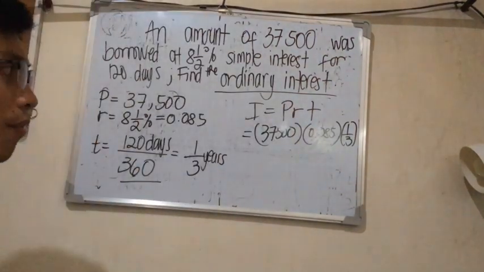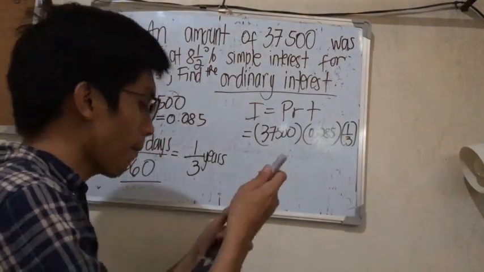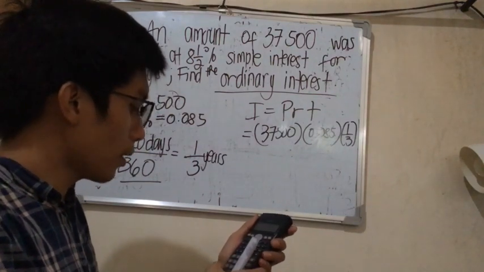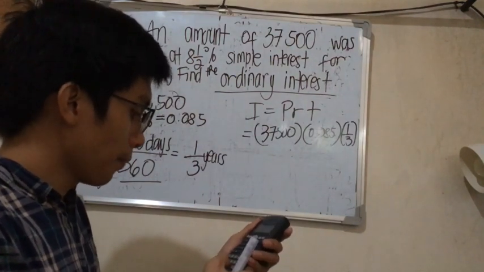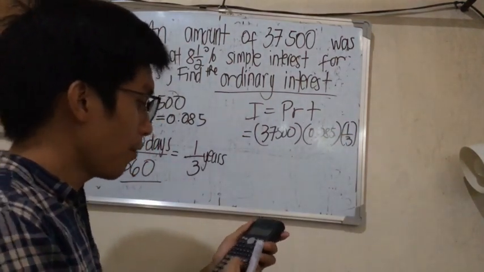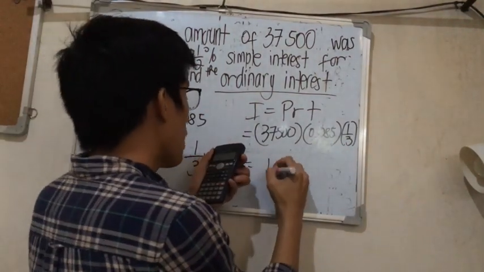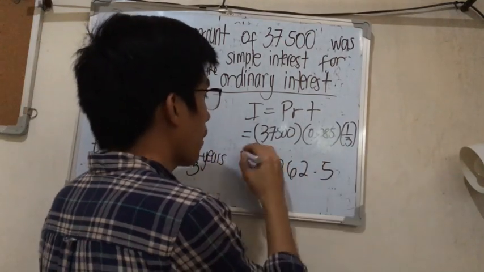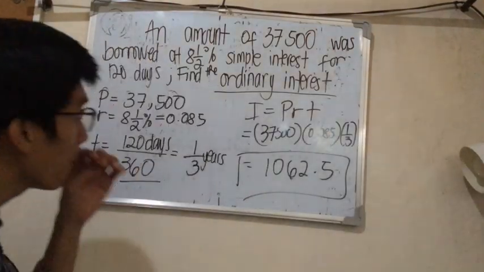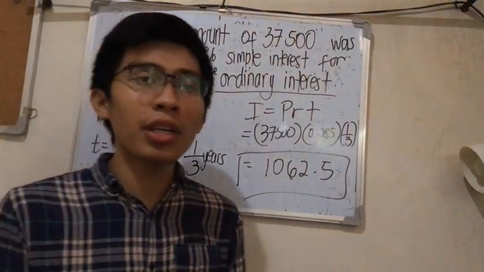So that's how everything works, the same thing again and again. Simple interest, multiply everything. 37,500 multiplied by 0.085, multiplied by the numerator, which is times 1, and divided by your denominator, which is 3. That is now 1,062.5. This is the interest added to the amount that you borrowed. So that's how simple interest works whenever the time is in days.